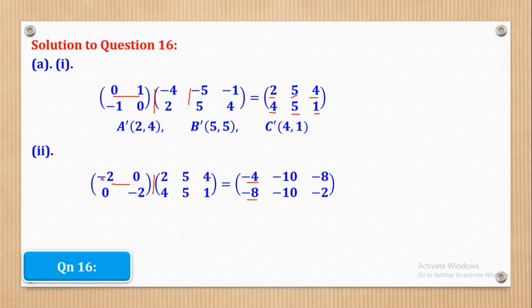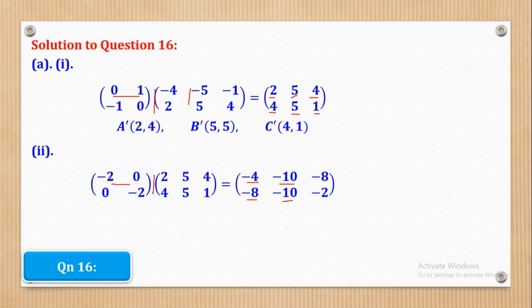Now for B double prime, negative 2 times 5 will give you negative 10. 0 times 5 will give you 0. Therefore negative 10 plus 0 will give you negative 10. Then 0 times 5 is 0, and negative 2 times 5 is negative 10. Therefore 0 plus negative 10 will be negative 10. Those are coordinates for B double prime.